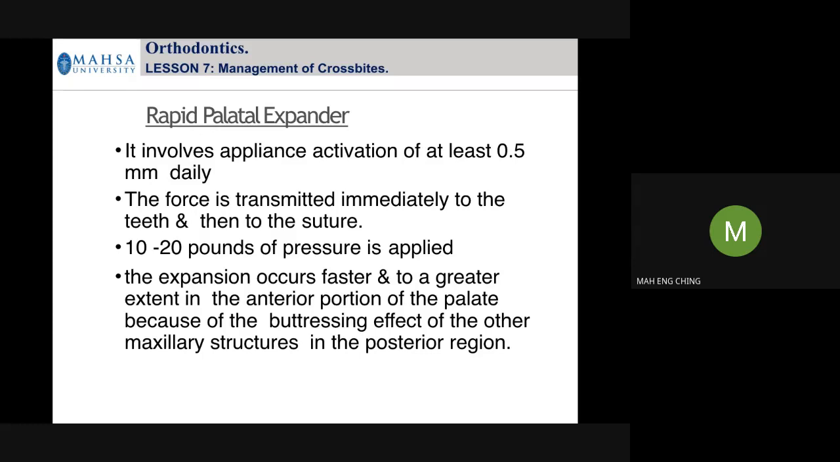So the force is transmitted immediately to the teeth and then to the sutures. Again, you need something fixed on the tooth before the activation of the appliance. And hopefully, by fixing on the tooth, it will transmit the force to the sutures, which is about 10 to 20 pounds. Like I said, this is a very heavy force. The expansion occurs faster to a greater extent in the anterior portion of the palate because of the buttressing effects of the other maxillary sutures in the posterior regions. So I think we talked about this expander before.